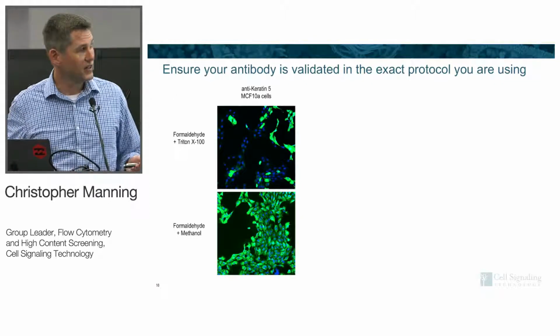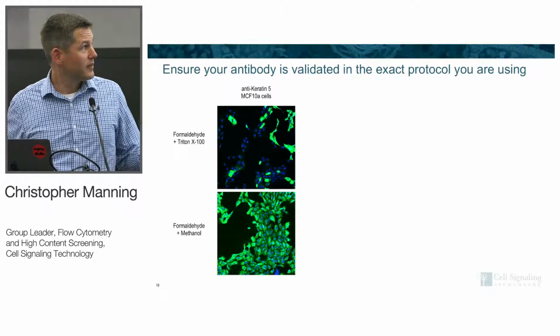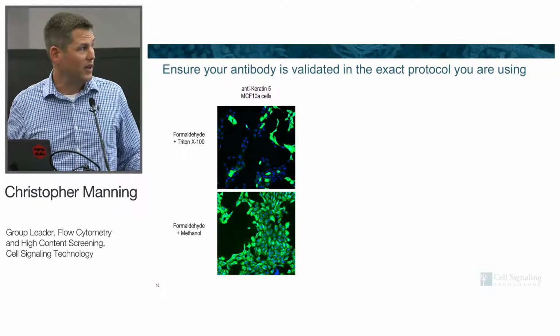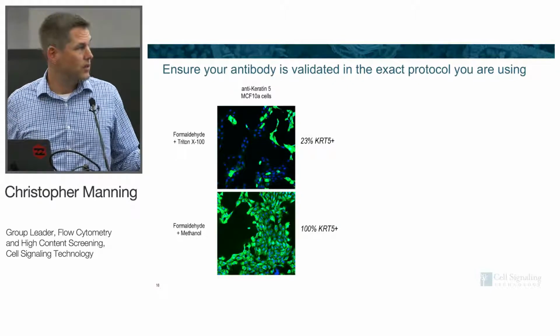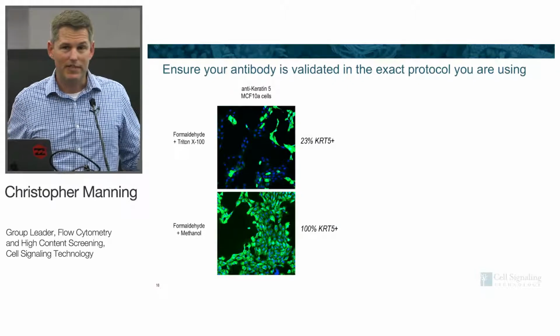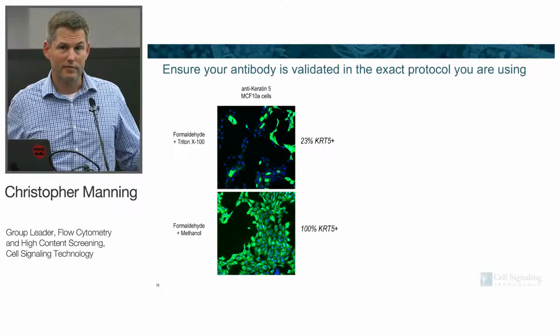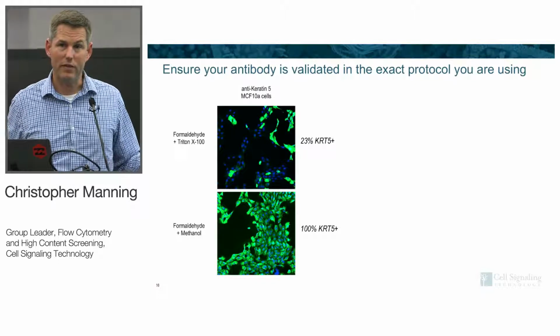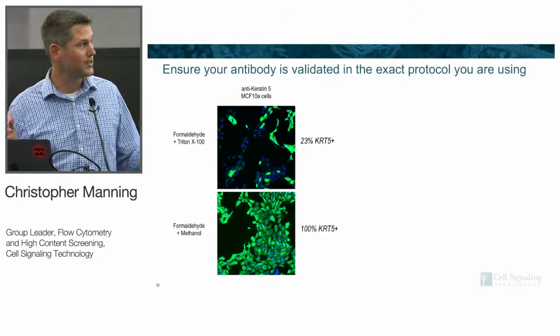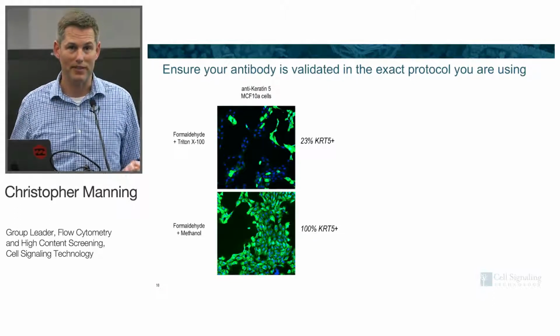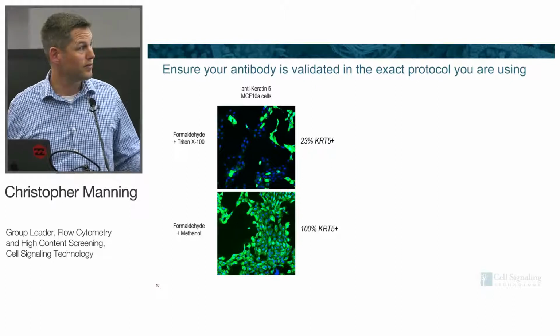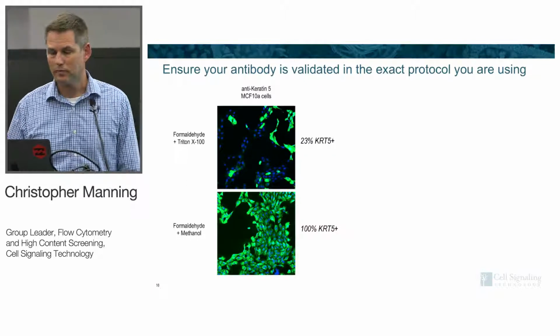I've got an example here for a keratin 5 antibody, Triton, methanol. If you were reading this out by flow, you wouldn't know, these are MCF10A cells. They all are expressing keratin 5. But if you were using a different protocol and you were trying to, say, gate on these cells, you wouldn't realize that you're gating on just the subpopulation that's not actually representing the full expression of this protein.